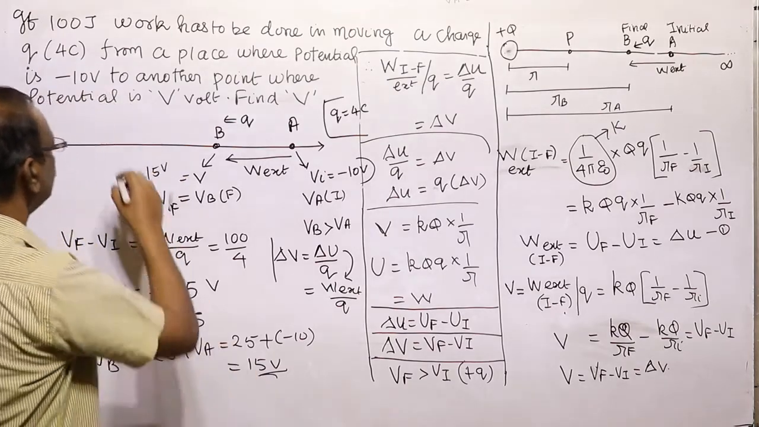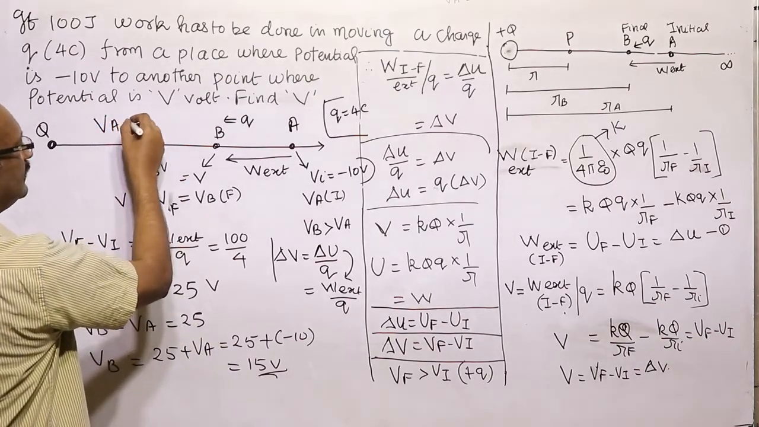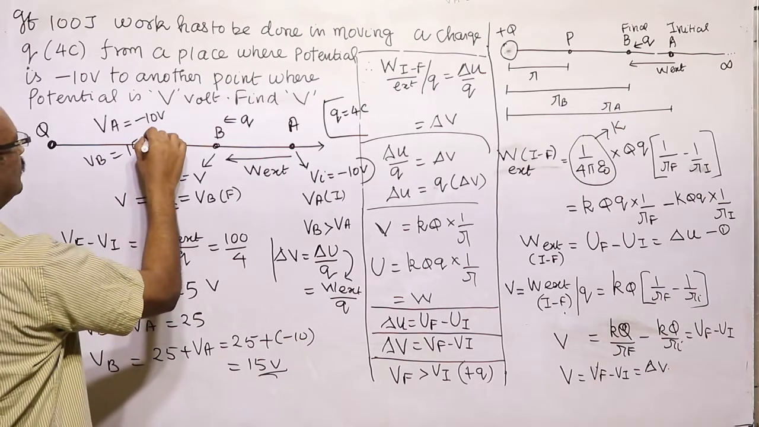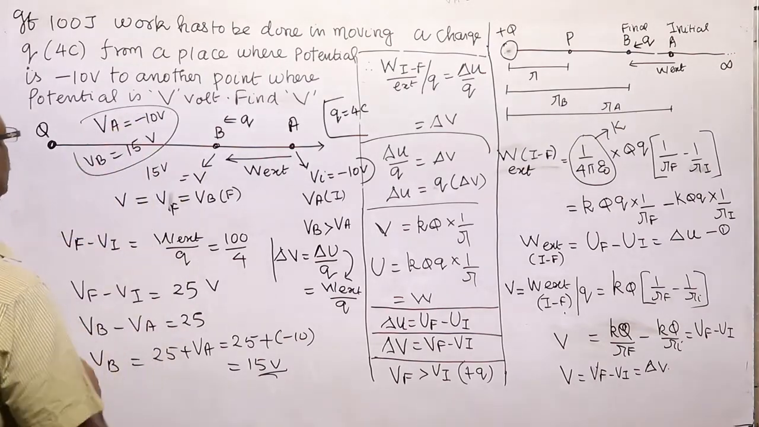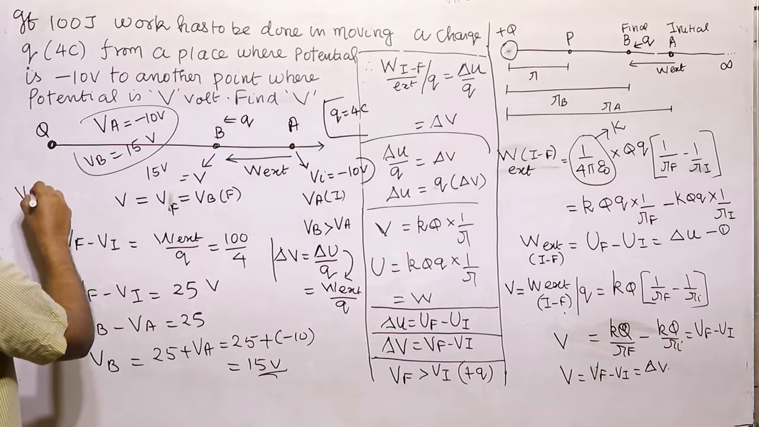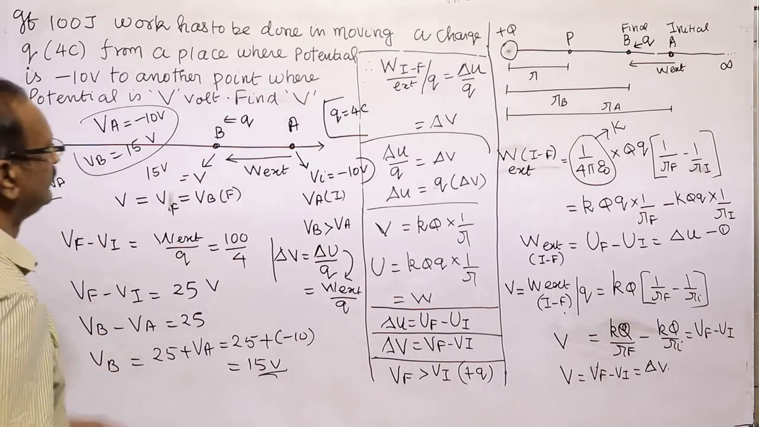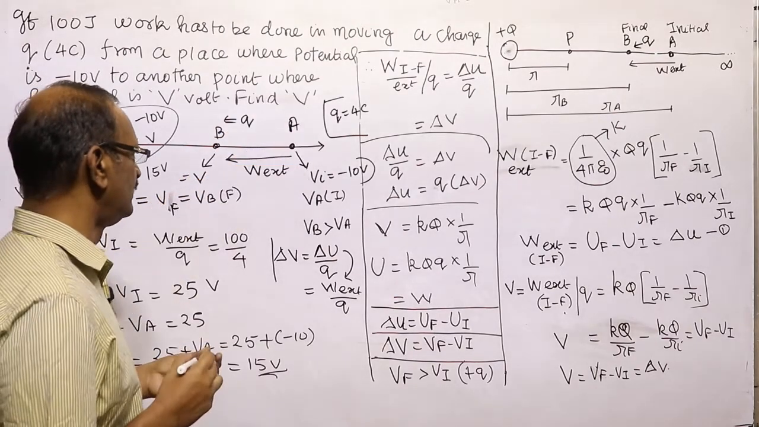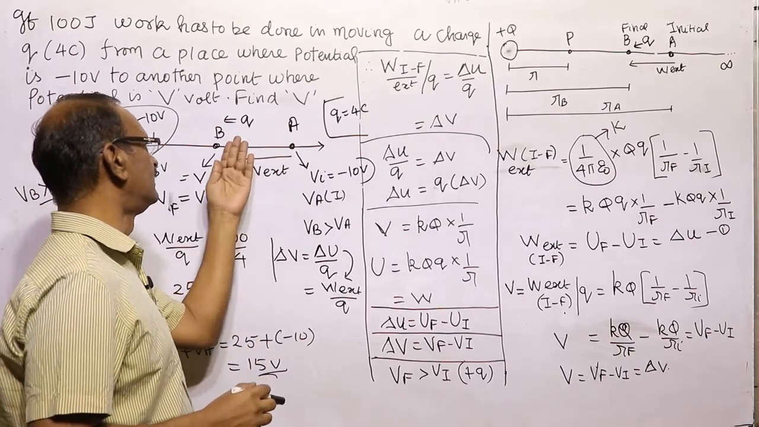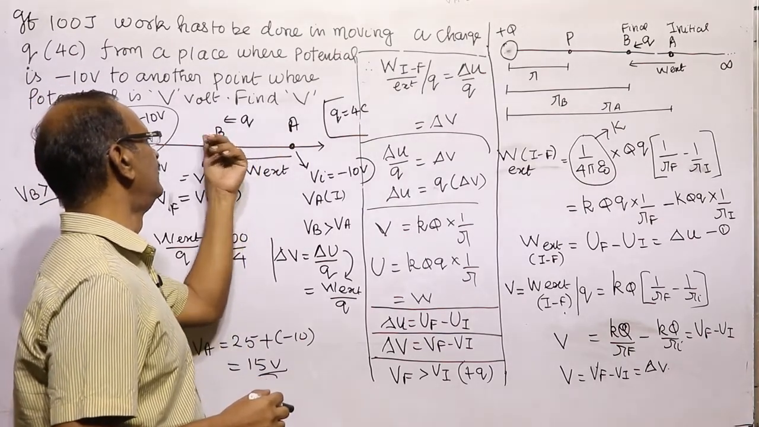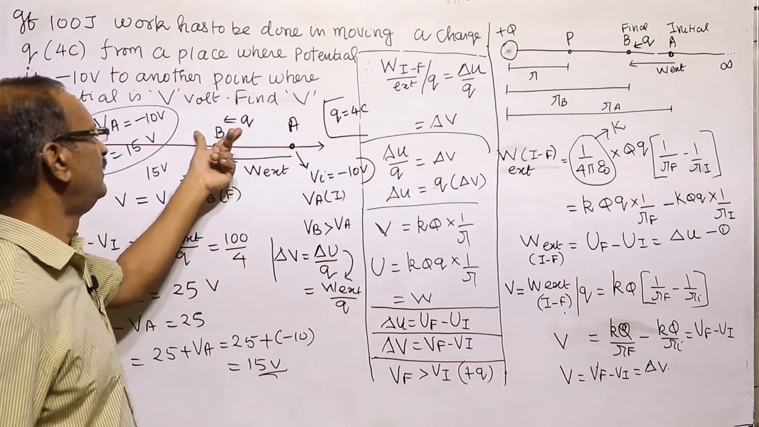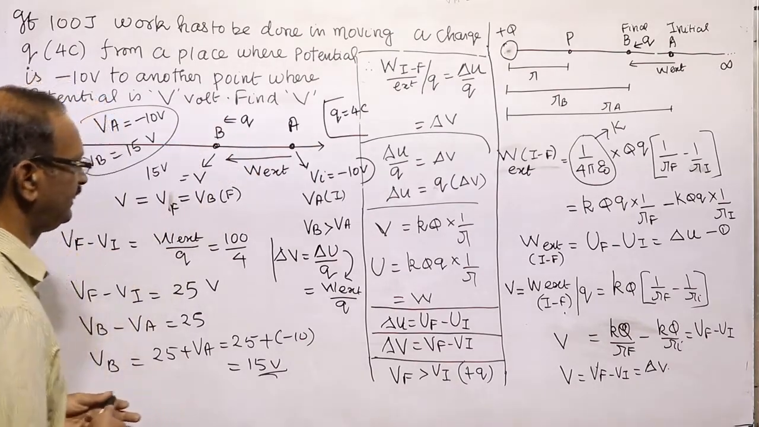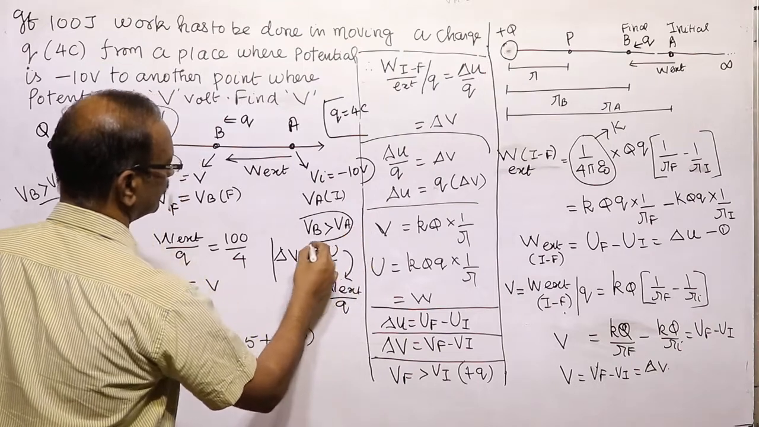We have already seen VA, that is V initial, is equal to minus 10 volt and VB is equal to 15 volt. It means this is negative, this is positive. We know VB is greater than VA. It means the potential in bringing the charge is more, because the work done by the external agency is stored as potential energy. So the potential energy at B is equal to the potential energy at A plus the work done. That is why VB is greater than VA.